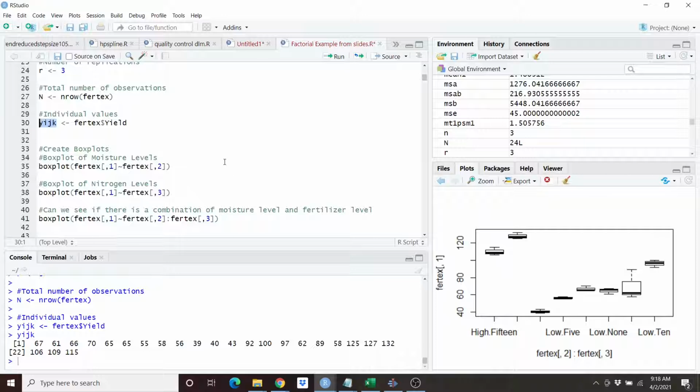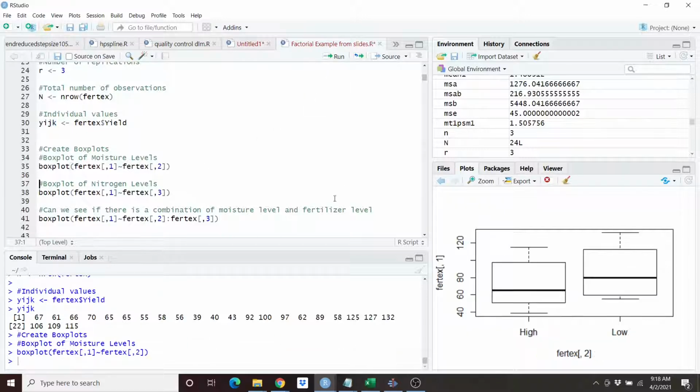The first thing I'd like to do is create box plots because I'd like to see, is there a difference in any of these yields based on any of these? So the first thing I'll do is create a box plot of my moisture levels and see how moisture levels and yield are impacted. And notice, high seems to have a slightly lower median than low, but all in all, these look relatively the same.